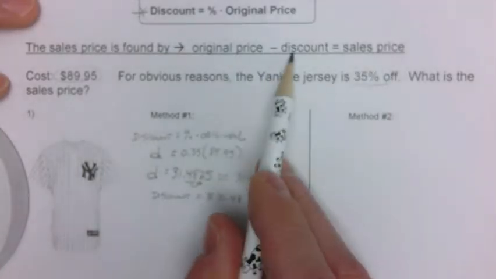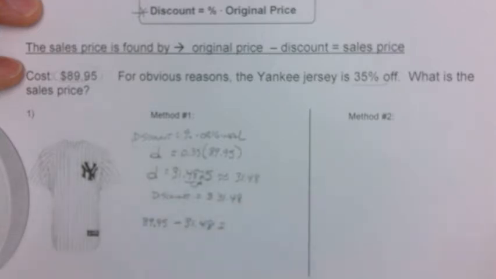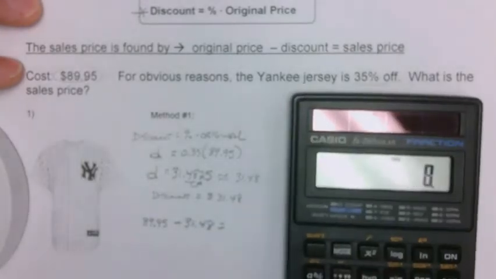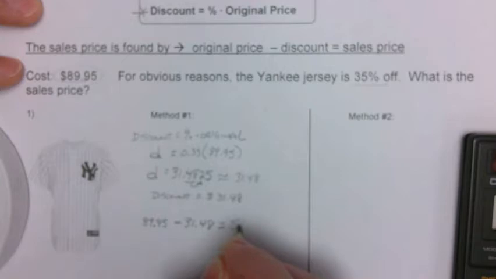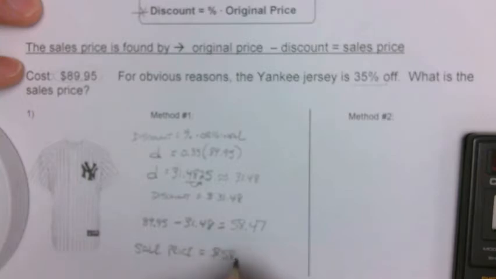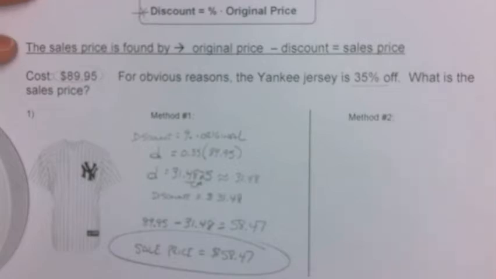Now we need to get the sale price. Remember, we take the original and subtract off the discount. The original was $89.95. Subtract off the discount, $31.48, and that will leave you with your sale price. So if we do $89.95 minus $31.48, we get an answer of 58.47. 58 and 47 hundredths, and this is the sale price. The sale price is $58.47. Now that's just one way that we can find the sale price. Again, we calculated the discount and then we subtracted. We did it in two calculations.